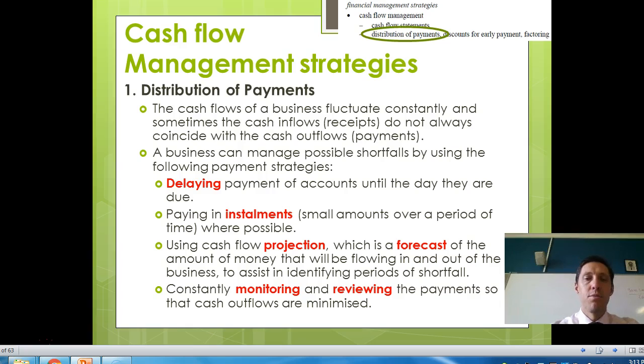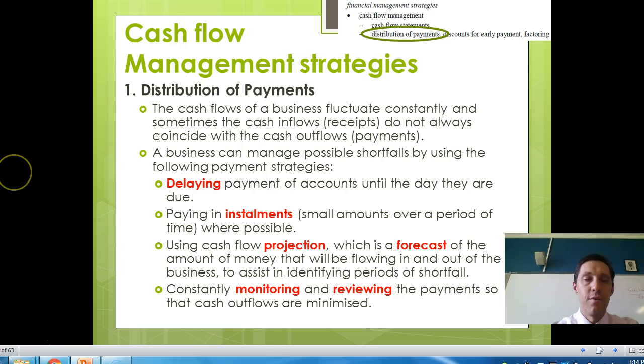It might also look to pay those creditors in installments. So ask them, rather than paying all of it in 30 days, could we pay some of that payment every 10 days? We'll give you some of the payment via an installment, and then ultimately you'll get all your money and it will space out the accounts payable that the business is making.